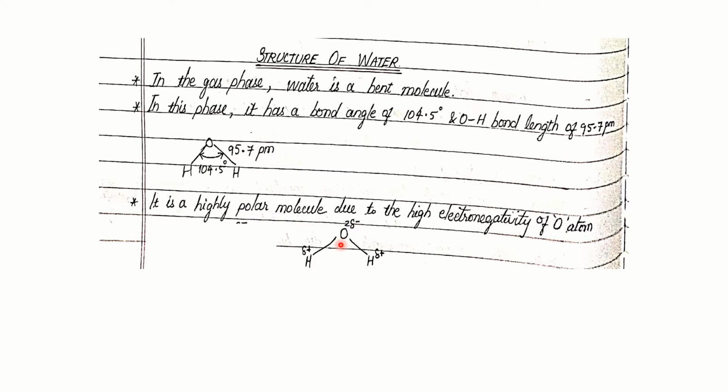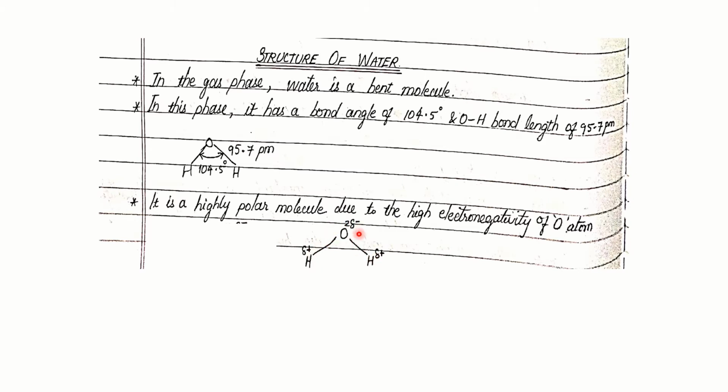Students, water molecule as such is a neutral molecule. But see, charge separation occurs in water molecule. As a result, it is highly polar. Why is it highly polar? It is due to the high electronegativity of oxygen atom. Clear? What is the tendency of an electronegative atom? It has the ability to attract the shared pair of electrons towards itself.